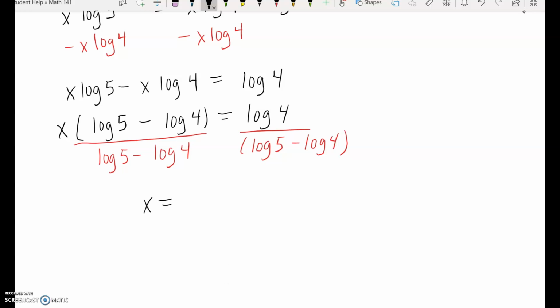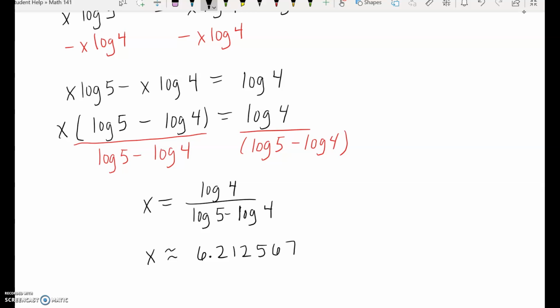This is the exact answer. If I plug this into a calculator, I would get 6.212,567. So again, the previous one is the exact answer, and this is the approximate answer. Whenever we enter something into a calculator and we cut off part of the decimal, that's the approximate answer.